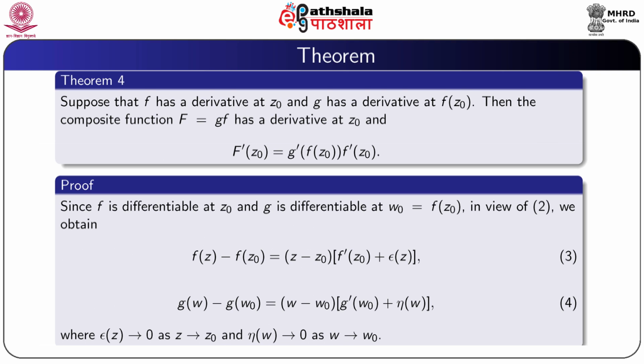Since f is differentiable at z0 and g is differentiable at f z0, that is equal to w0, we can write f z minus f z0 is equal to z minus z0 into f dash z0 plus epsilon of z, and g of w minus g of w0 is equal to w minus w0 into g dash of w0 plus eta of w, where epsilon of z tends to 0 as z tends to z0 and eta w tends to 0 as w tends to w0.